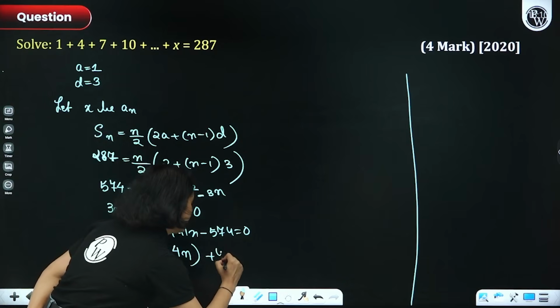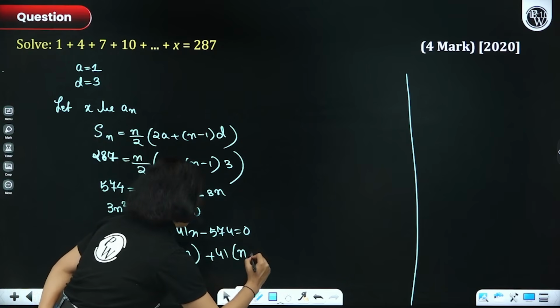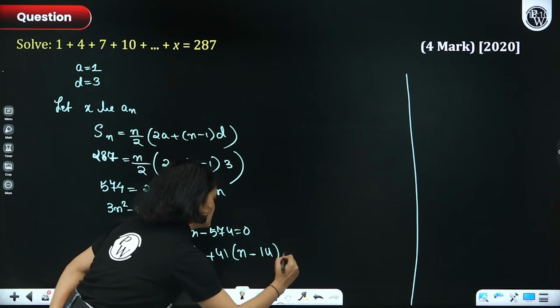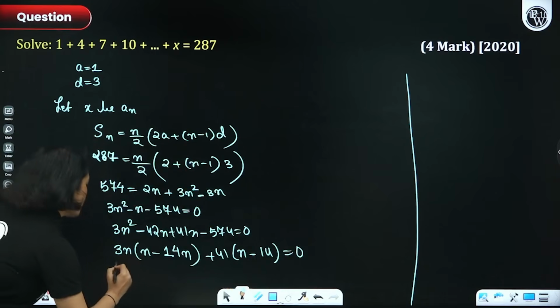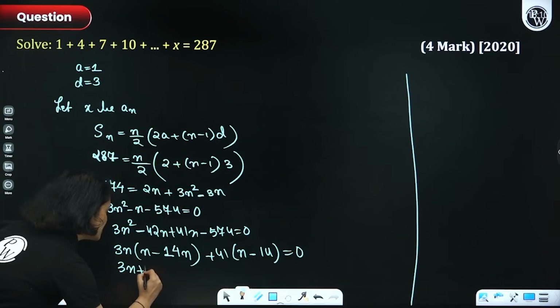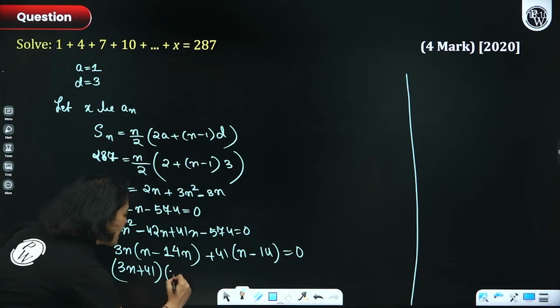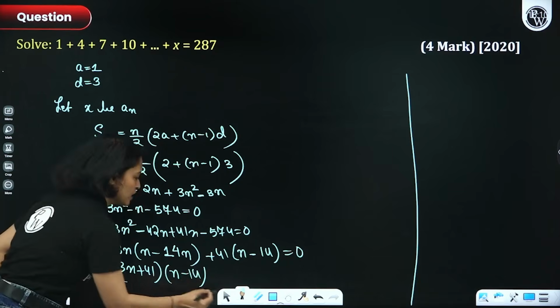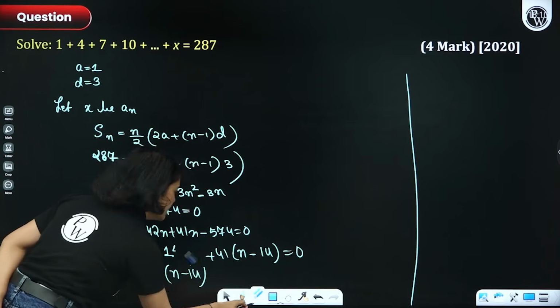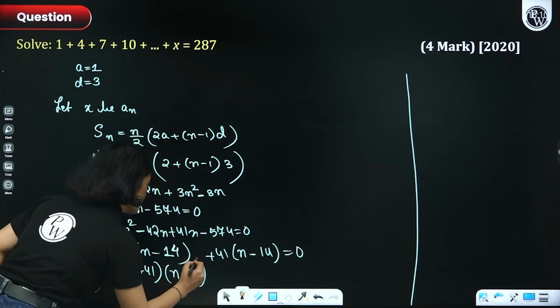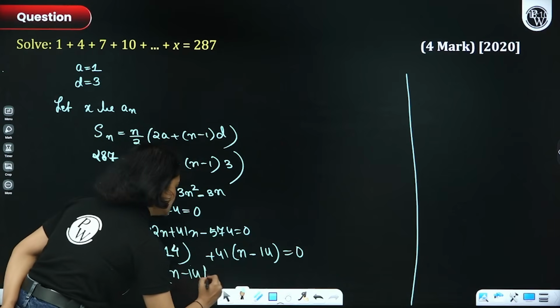Here I can take 41 common, and here I'll have n minus 14 is equals to 0. Okay? So from here we can have 3n plus 41 in one bracket, n minus 14 in another bracket. I'm so sorry, yeah, n minus 14 in another bracket, is equals to 0.